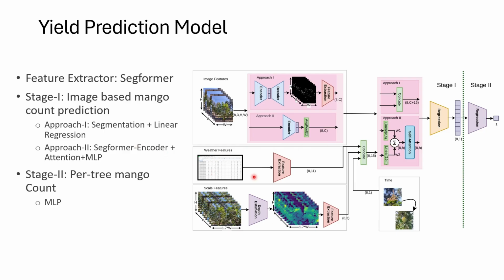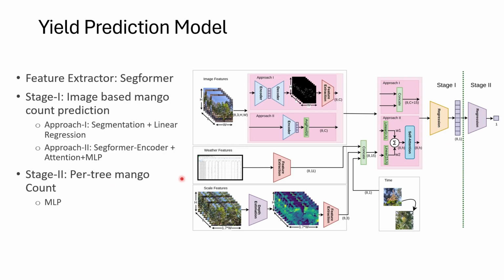To fuse different modalities like weather, scale, and time with the image modality, we initially concatenated the other modalities and then used a co-attention layer to fuse them. In the co-attention layer, we converted them to the same dimension, and a weighted summation using W1 and W2 is done. After that, a self-attention layer is used to fuse them, and then it is passed to the regression model to get the output for an image.